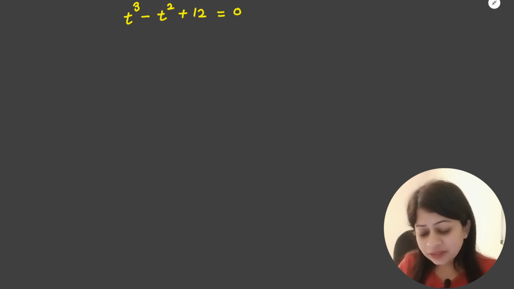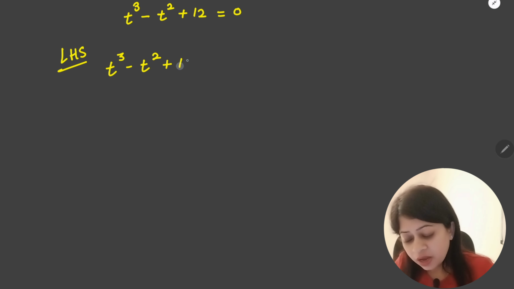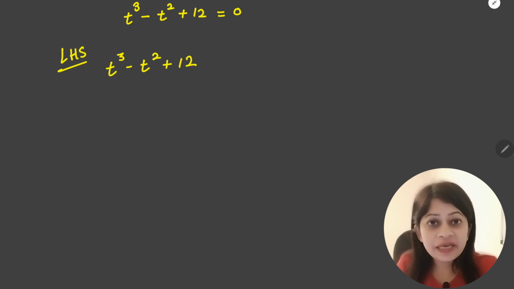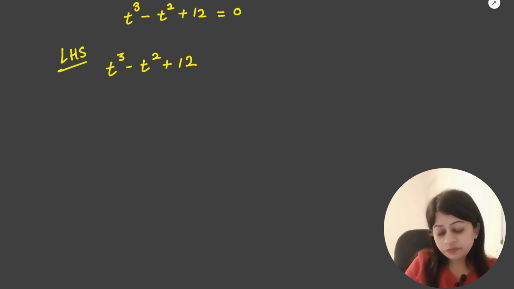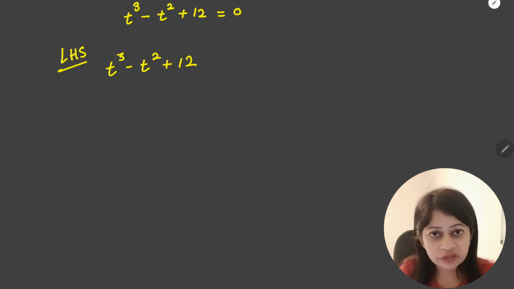What is that method? In the left hand side, t cube minus t square plus 12, I will try to substitute t is equal to 1 or minus 1 or 2 or minus 2, and then I will solve further. Whenever we get 0, that means that particular value is the root of this equation.